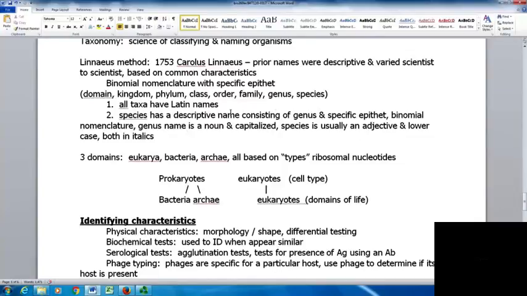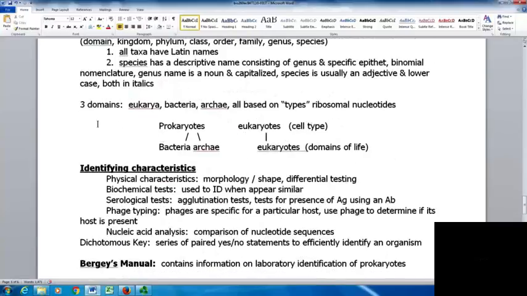All the taxa have Latin names. The species has a descriptive name that consists of the genus and the specific epithet. So the genus name is usually a noun and is capitalized. The species is usually an adjective and going to be in lowercase, and both of them would be in italics.